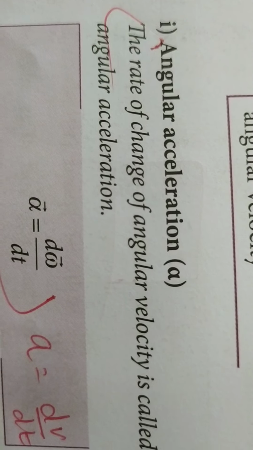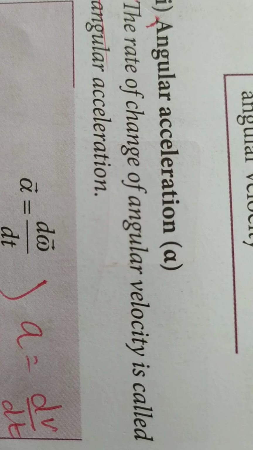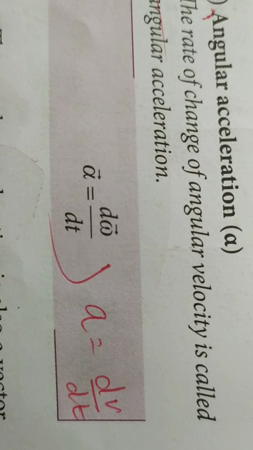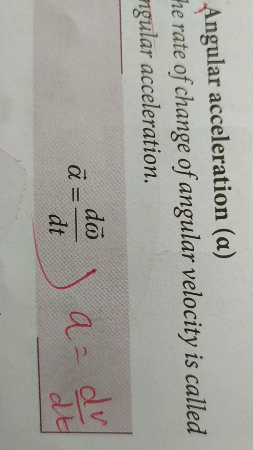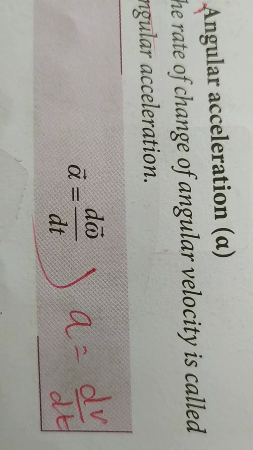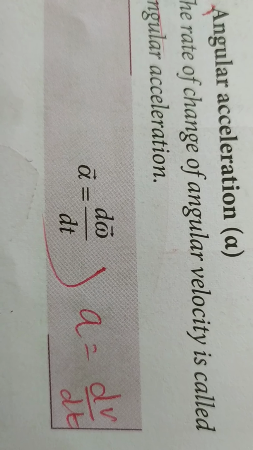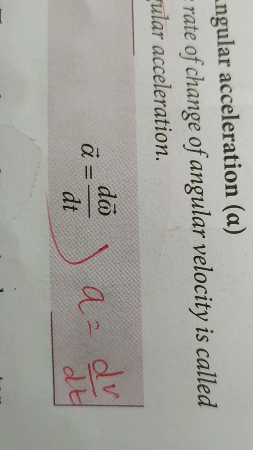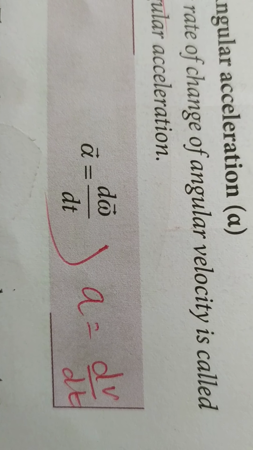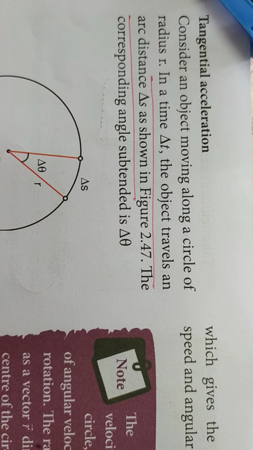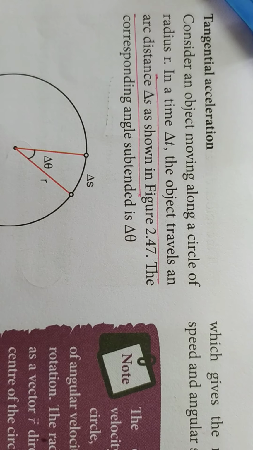And next, angular acceleration, and this is also similar to linear motion. The rate of change of angular velocity is called angular acceleration. So here alpha vector is equal to d omega vector by dt. Here omega is angular velocity and alpha is angular acceleration. This resembles the equation a is equal to dv by dt, and this equation is for linear motion. Next is tangential acceleration, that is the acceleration along the tangent.